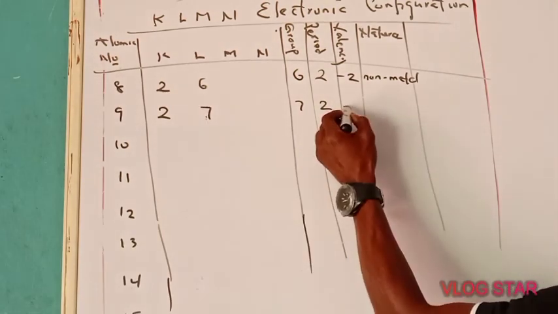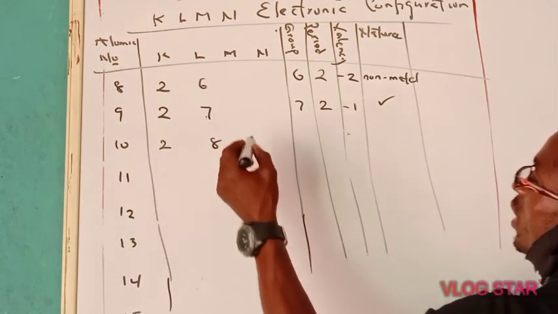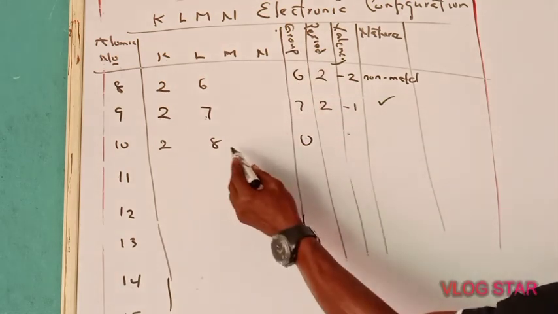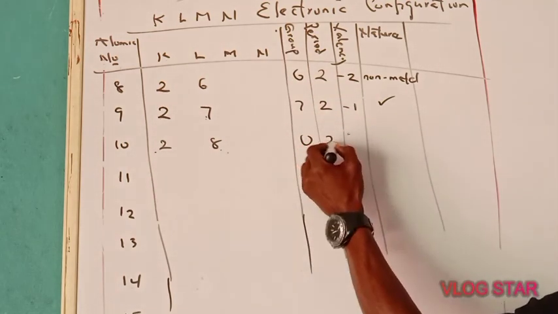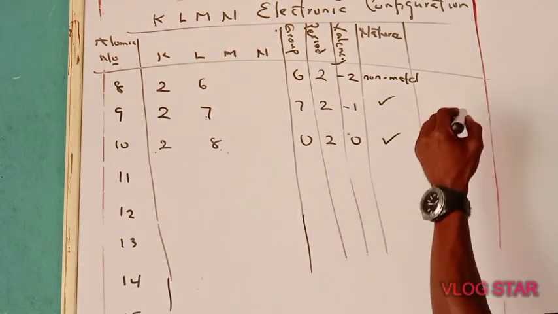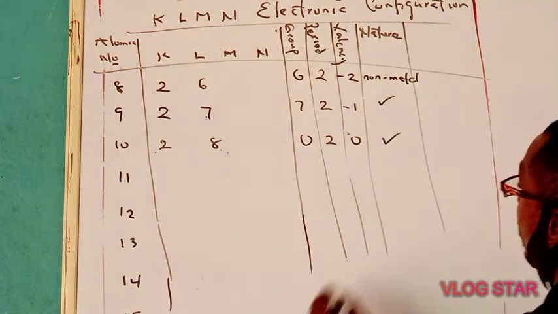Then -1, non-metal. Then this 2, 8. It belongs to group what? 0. And period 2. And valency 0. And it's a non-metal or inert element. Well, let's put inert element, right? Inert.